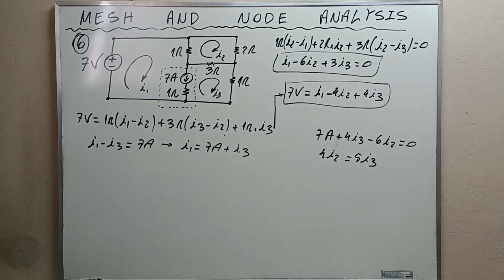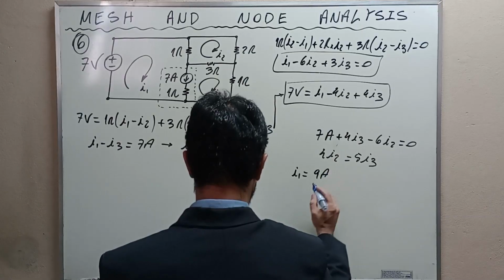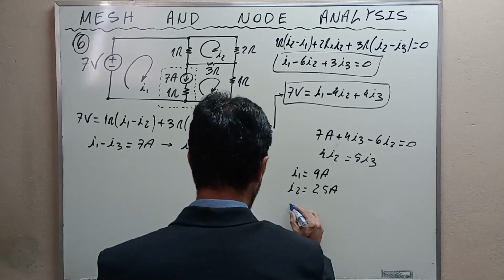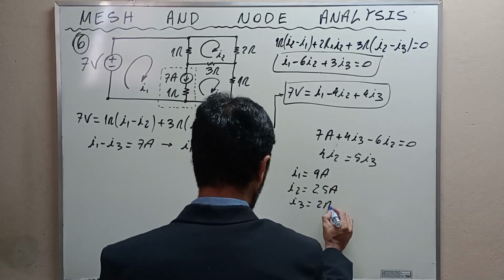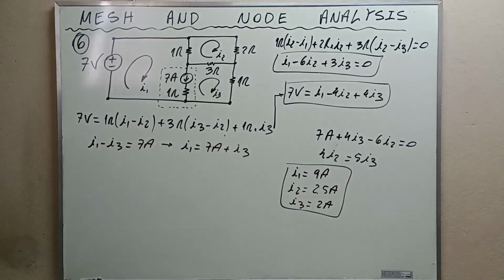And now we have two equations with two variables. It is easy to calculate. We can simply substitute. We can calculate by substitution, and ultimately we find that I1 is equal to 9 amps, I2 is equal to 2.5 amps, and I3 is equal to 2 amps, okay, my friends? And now we can calculate the power.